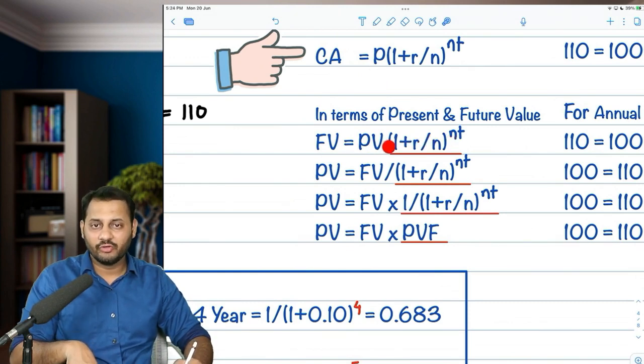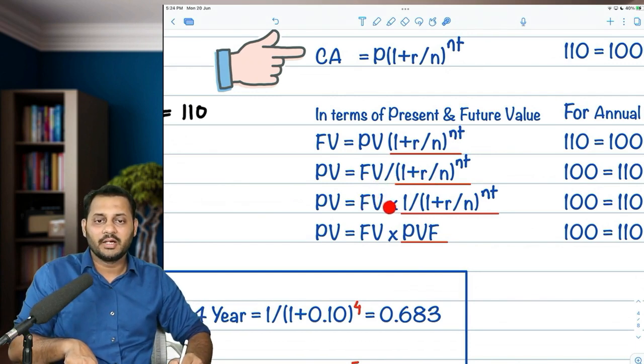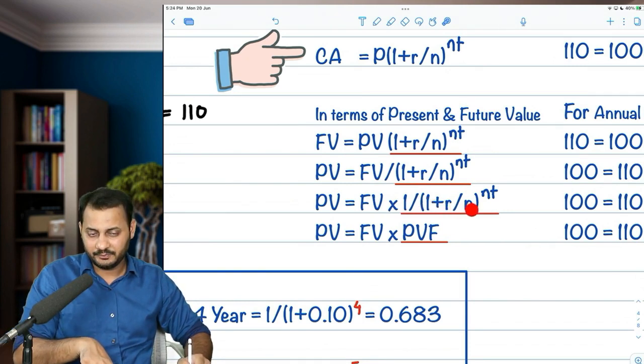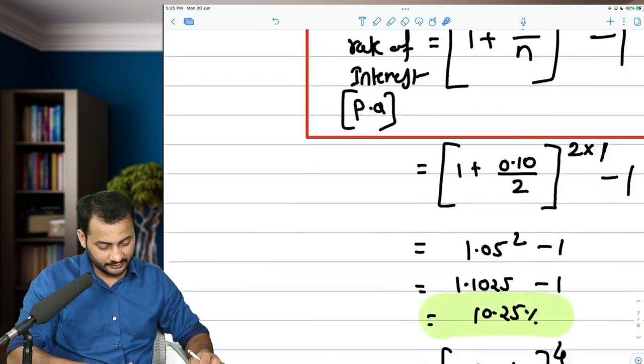So if you juggle this formula, present value will come on this side, future value will go on that side, or we can say that (1 plus r divided by n) to the power nt will go in the denominator of future value. If you separate that denominator, we can call it future value multiplied by 1 divided by (1 plus r divided by n) to the power nt. And this entire 1 divided by (1 plus r divided by n) to the power nt is called the present value factor.